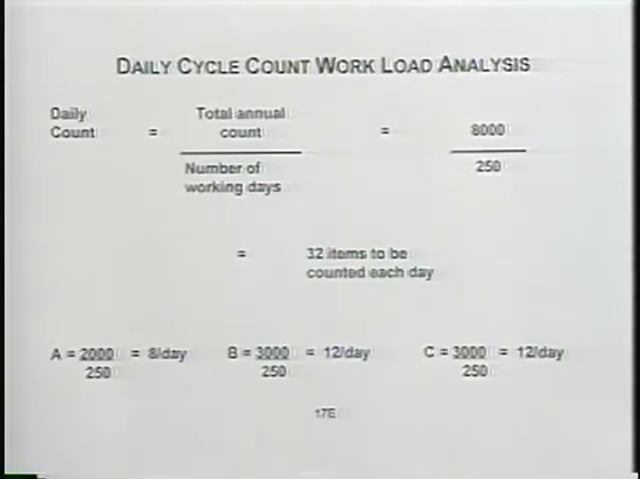And down at the bottom, we go through the same development of the number of A, B, and C items that we're going to count each day. So we take their individual maximum counts from page 17D. And just to give you an illustration, on the A items, we said maximum we could have 2,000 counts. Divide that by 250, and that gives us 8 A items a day. Likewise, 12 B items and 12 C items a day.